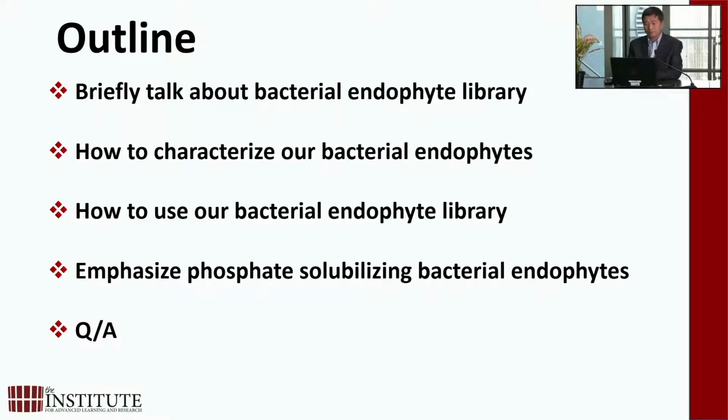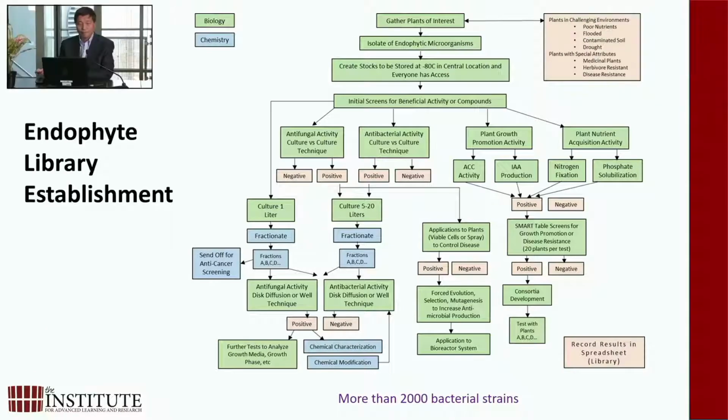Q&A box. 2 years ago, we launched the Plant Endophyte Research Center. We're focused on bacterial endophyte. Here's how we established the bacterial endophyte library. We collect plants from various environmental conditions, and then do a surface sterilization and isolate bacterial endophyte. We create the stock. And right now we have 2,000 bacterial strains.